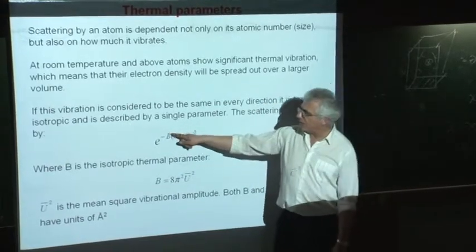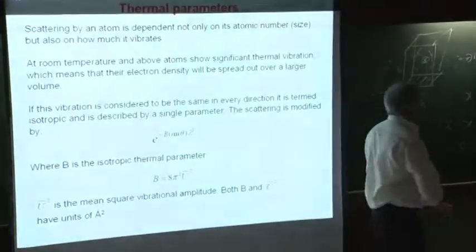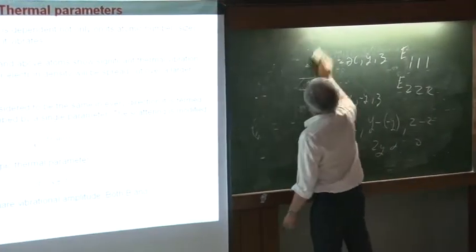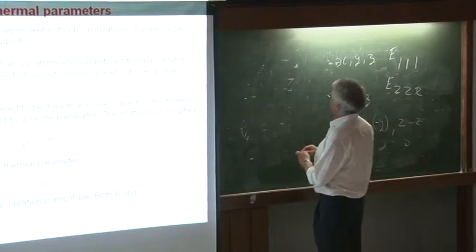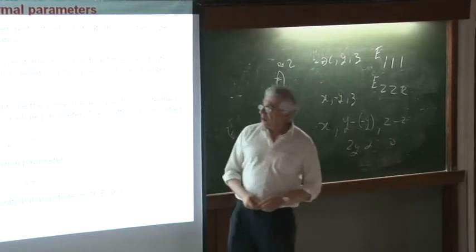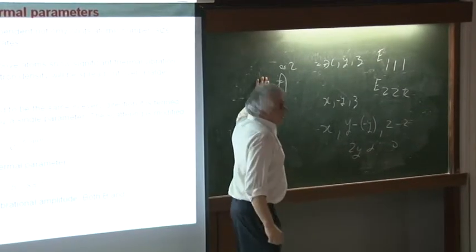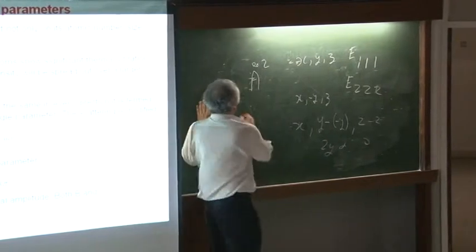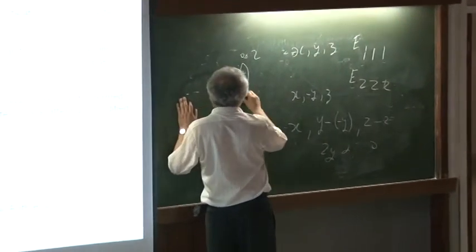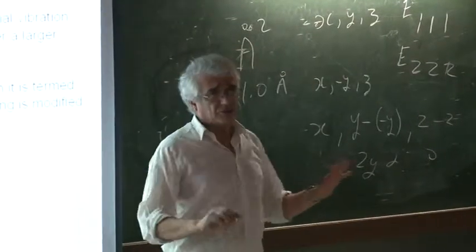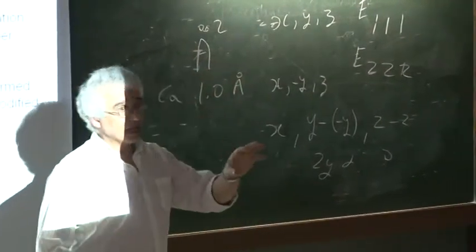So B is your isotropic thermal parameter, and it's given in units of angstrom squared. B values typically are around 1.0 angstrom squared for a typical atom at room temperature.